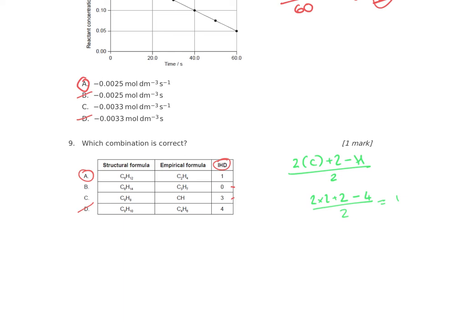It's actually an error on the mark scheme there. The mark scheme says B. So I need to add your mark on. Let me know if you need to add that on.